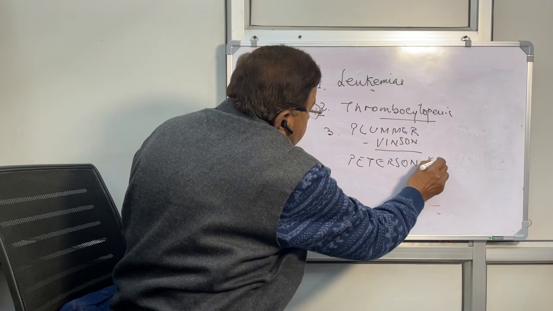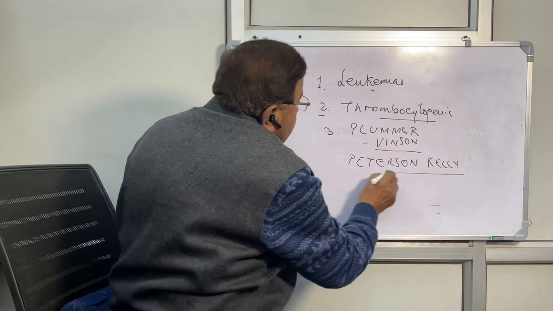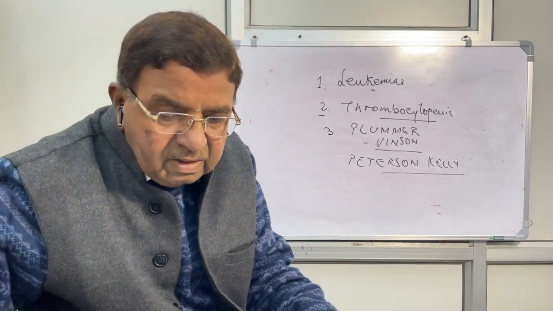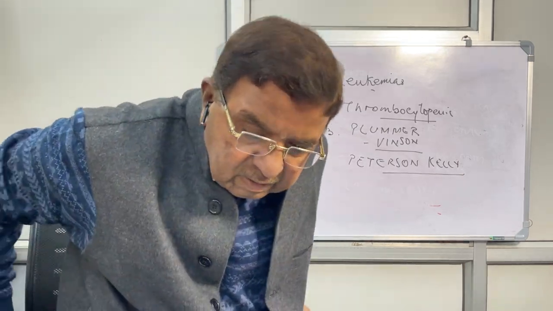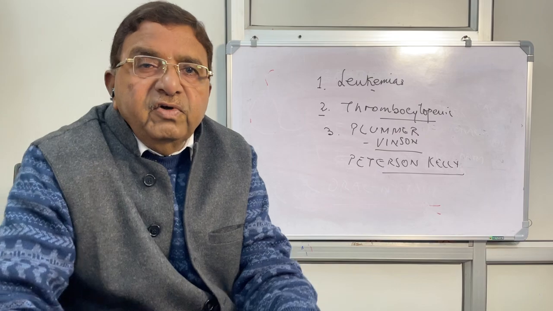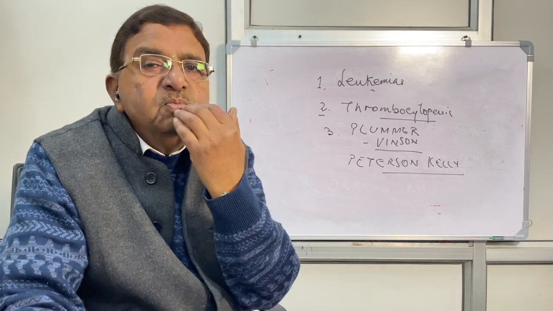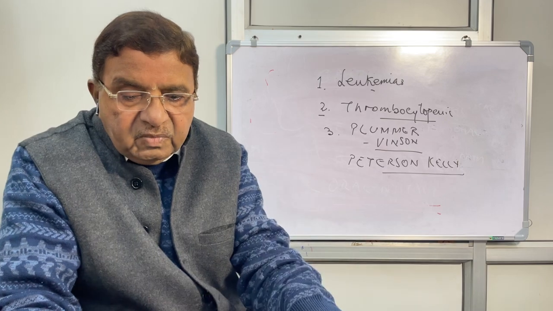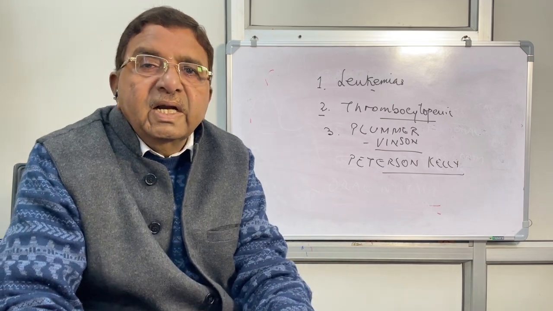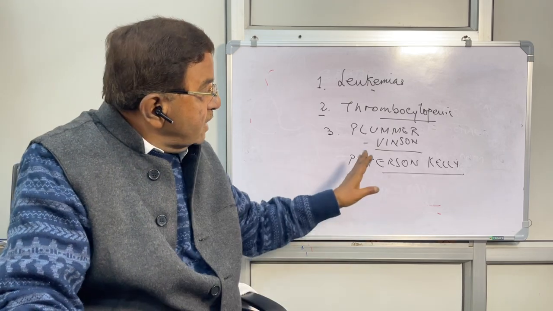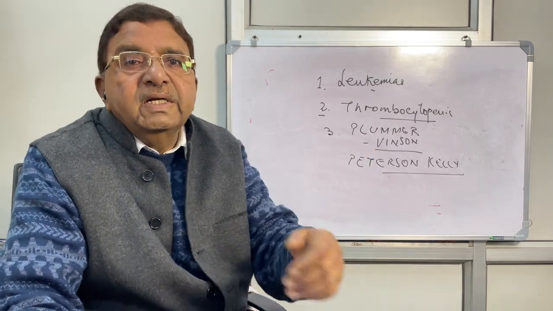Plummer-Vinson syndrome. In this, the patient has iron deficiency along with atrophy of the papillae of the tongue, which leads to a smooth and bald tongue. The tongue is red, sore and smooth. Papillae are absent and there is associated dysphagia, difficulty in swallowing.